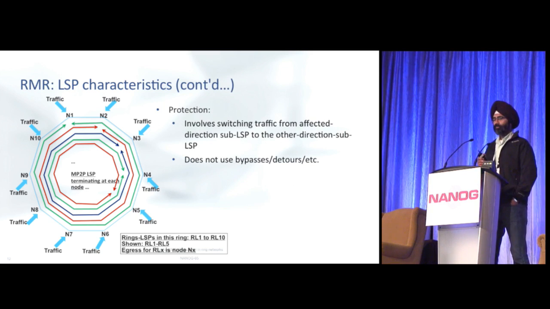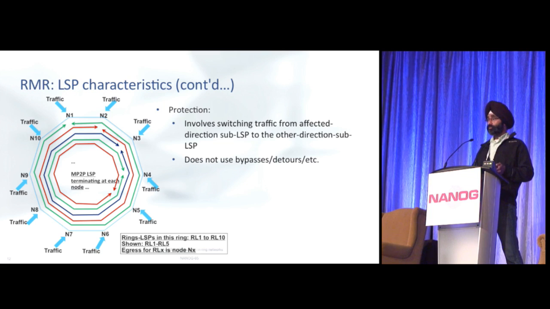So how would protection work? Protection conceptually is very simple. When you have one failure happen somewhere south of a node, that node essentially switches the traffic from the sub-LSP that's bringing traffic in to the other sub-LSP. And there are no bypasses or detours that are used.